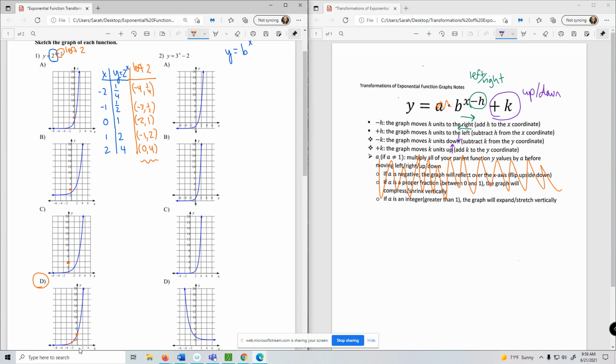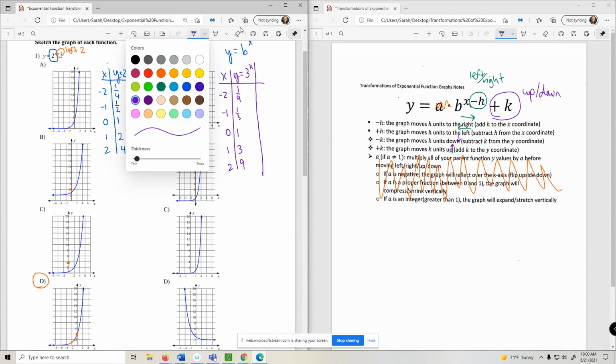Let's try another one. So for number 2, let's start by making my table of values. Same ones as always, nothing crazy there. -2, -1, 0, 1, and 2. But this time I'm plugging into the parent function 3 to the x. Like I did before, I'm going to start with the middle of my table and then do the negatives. 3 to the 0, or anything to the 0, is 1. 3 to the 1 is 3. 3 squared is 9. And then reciprocals, 3 to the -1 is going to be 1/3. 3 to the -2 is going to be 1/9.